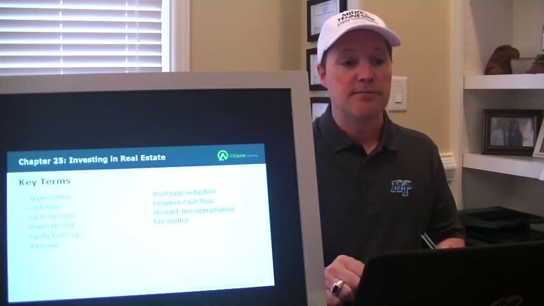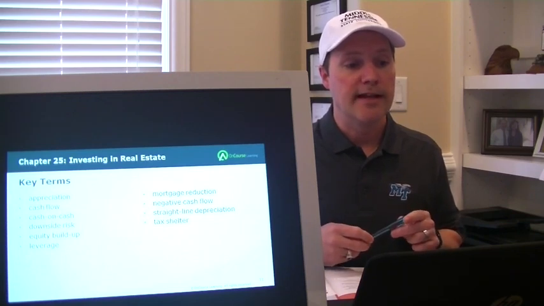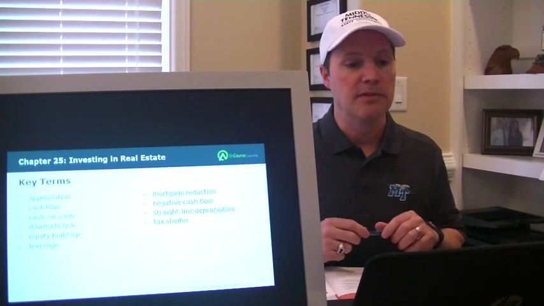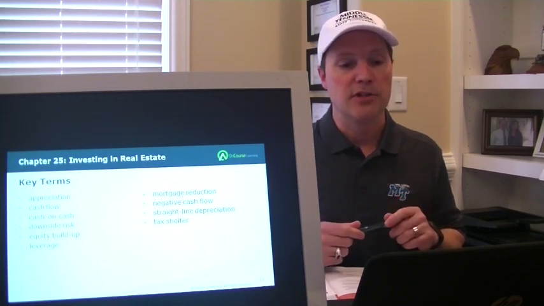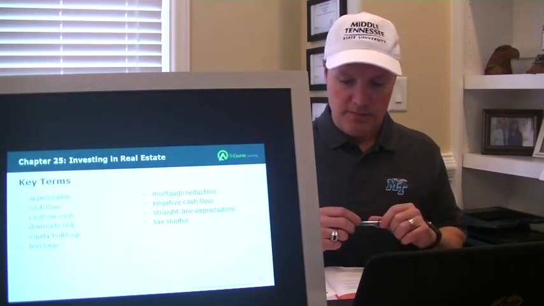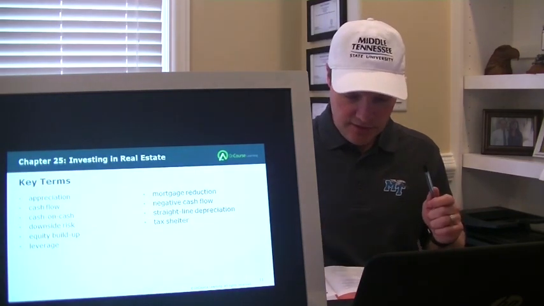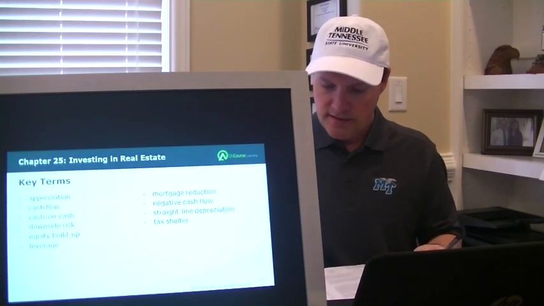And that's it for this chapter. We've got key terms here: appreciation, cash flow, cash on cash, downside risk, equity buildup, leverage, mortgage reduction, negative cash flow, straight line appreciation, tax shelter. So that's all about investing in real estate. Now on chapter 25, let me go over the first 5 here.